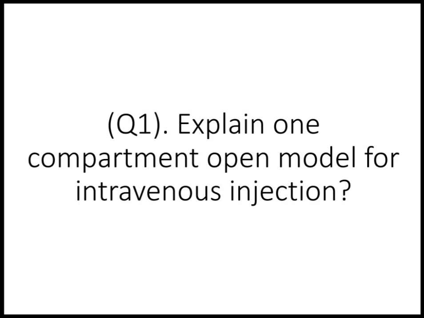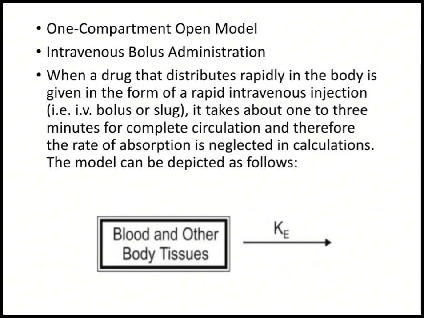We are presenting: explain one compartment open model for intravenous injection. One compartment open model, intravenous bolus administration. When a drug that distributes rapidly in the body is given in the form of rapid intravenous injection, it takes about 1 to 3 minutes for complete circulation, and therefore the rate of absorption is neglected in calculation. The model can be depicted as follows.